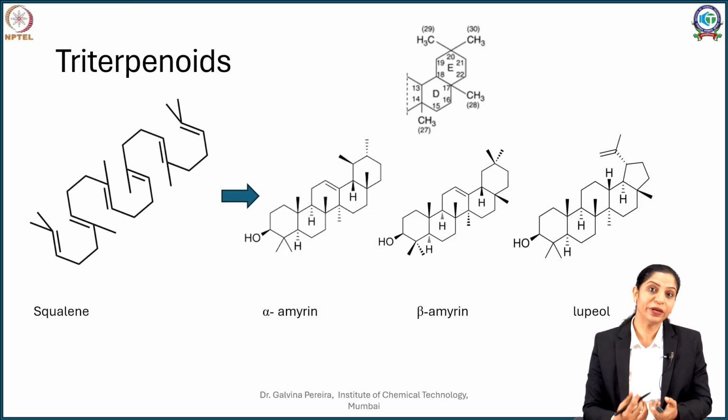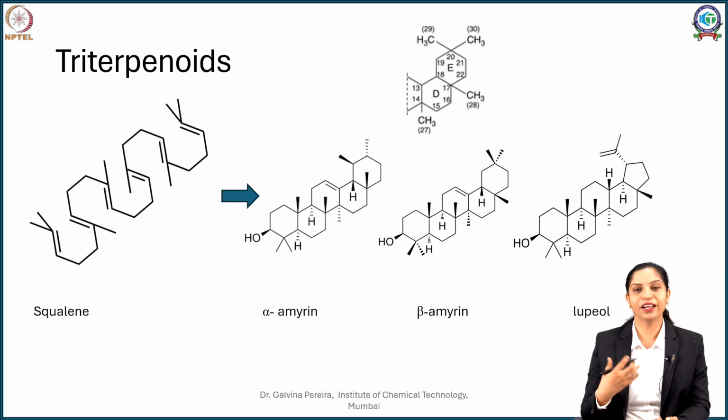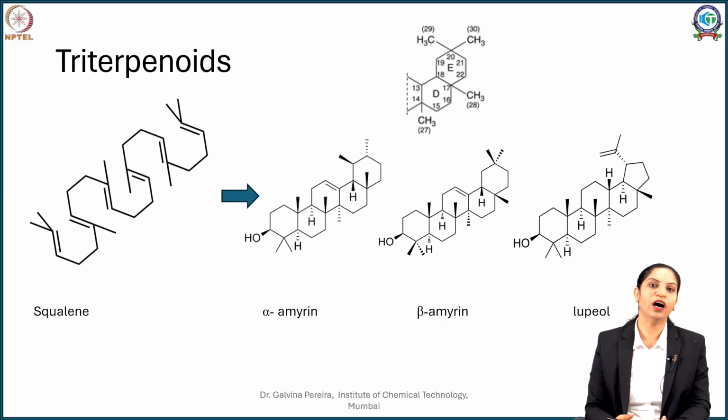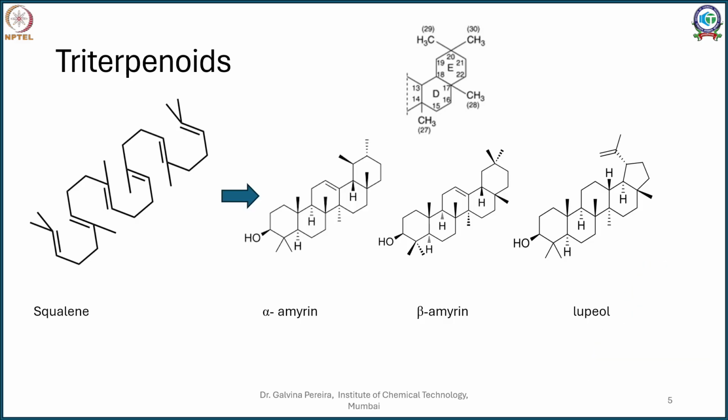Now there are numerous triterpenoids, more than about 100 categories structurally, but if we have to broadly classify them, the most common types are alpha amyrin, beta amyrin and lupeol. As you can see, alpha amyrin, beta amyrin and lupeol differ somewhere in their E ring.